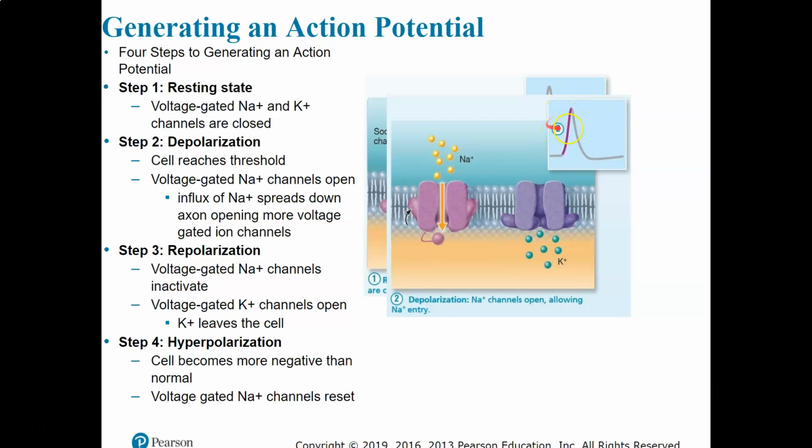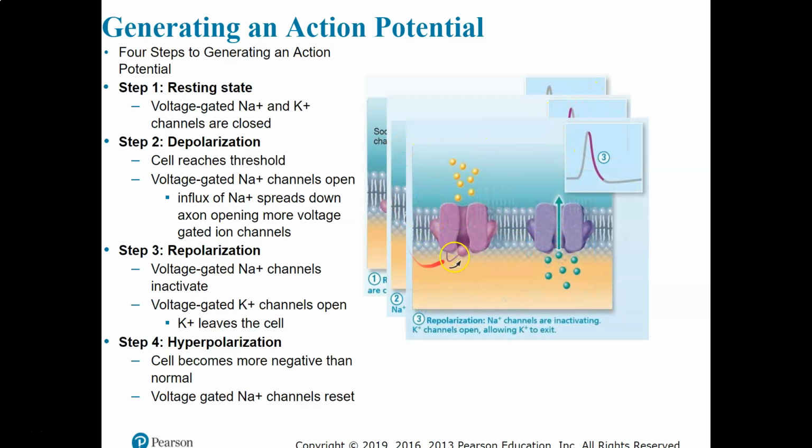Once we've depolarized, then we need to move on to repolarization. Once we hit this peak voltage up here, this peak depolarization, then the voltage-gated sodium channels inactivate. They don't just close, they turn off completely. So now sodium stops flowing into the cell, and then we are going to open up voltage-gated potassium channels. So now potassium is going to leave the cell.